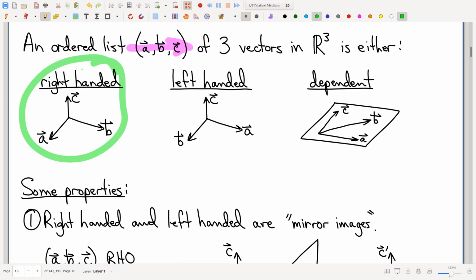And notice those two vectors form a plane. My thumb points on one side of that plane. And that third vector C points on the same side of the plane that my thumb does. Right? It doesn't have to be perpendicular or anything like that. It's just A and B define a plane. You need your thumb to be on the same side of the plane as that third vector. So what I have drawn there is a right-handed list.